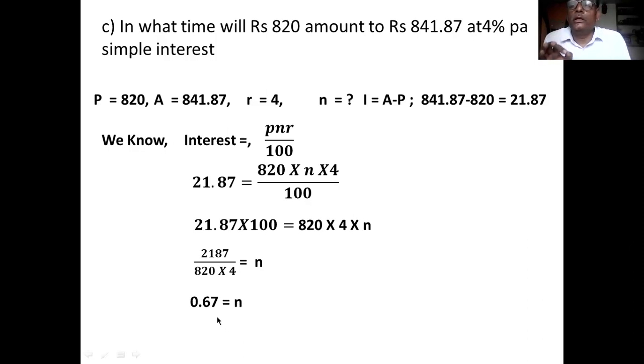N is always in years. Remember this. N is always in years. Therefore, 0.67 years means how many months? 0.67 years, nearly. So you tell me, how many months? 0.67 means how many months? Anyone tell me? 0.67 years is the N value. N always comes in the form of years.